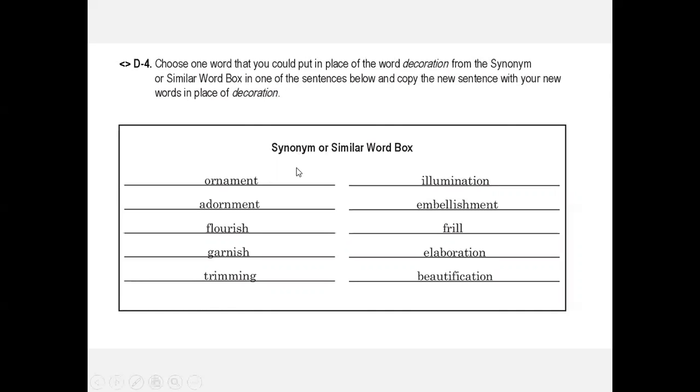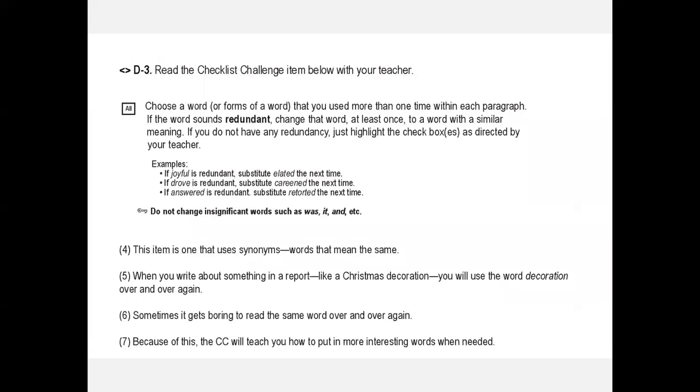So this synonym or similar word box will help them, so that they can use an ornament, adornment, a flourish, a garnish, a trimming, an elaboration, a frill, an embellishment. They can use one of those in place of the word decoration to reduce their redundancy. Redundancy is one of the tasks in the checklist challenge.